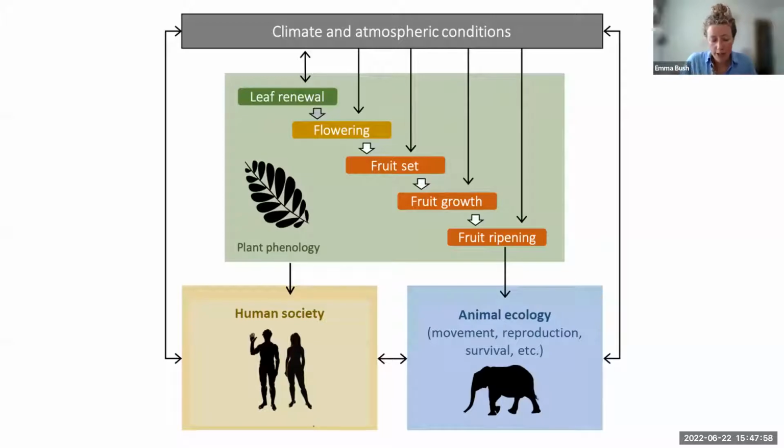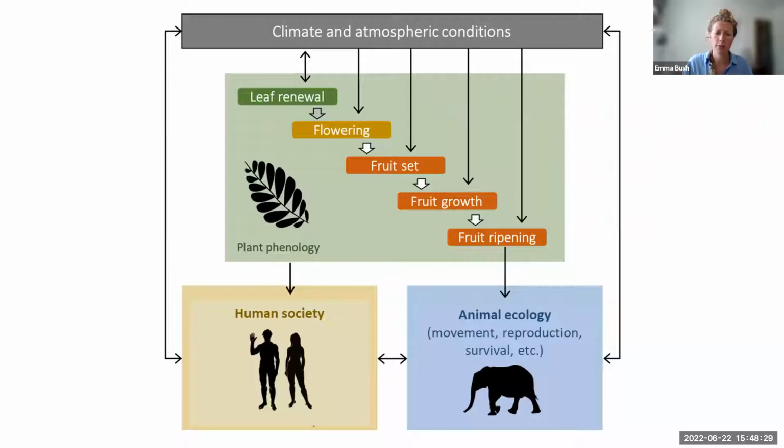But then when we're looking at that in the context of the wider ecosystem, each of those phenophases is producing resources which are important for animals and animal ecology. So when we're thinking about the phenology of animals themselves, their movement, their reproduction, their survival, they're going to be directly influenced by the occurrence and the frequency of each of these phenophases. And we're learning more and more how animal ecology itself feeds back onto atmospheric and climatic conditions.